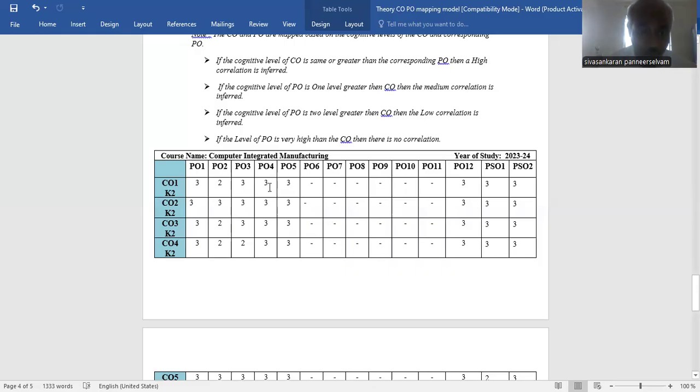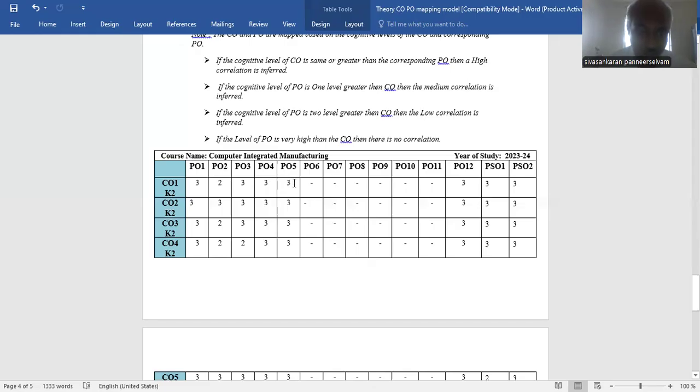Similarly, map CO1 with PO4. Conduct complex investigation of problems. Yes, this also has high correlation with CO1. A student has to think and investigate the possible ways to simplify the design module of the product, and must also be able to cut down the wastage cost in manufacturing by making the design simpler and easier. Then PO5, modern tool usage.